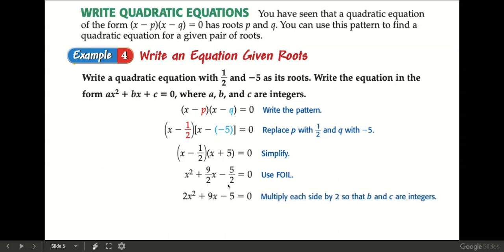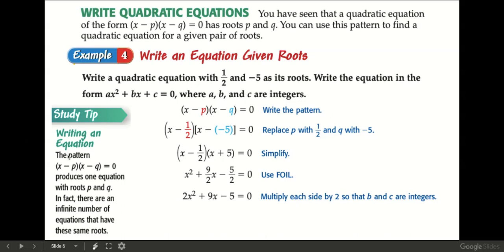We could also continue to simplify, because it did say that a, b, and c needed to be integers. So if we multiplied the whole equation by 2, then you would get 2x squared plus 9x minus 5 equals 0. That just makes sure we have all integers, because I forgot about this part right here. So now we have all integers, no more fractions. So again, writing an equation, remember the pattern that x minus p and x minus q equals 0 produces one equation with roots at p and q. In fact, there are an infinite number of equations that have the same roots.